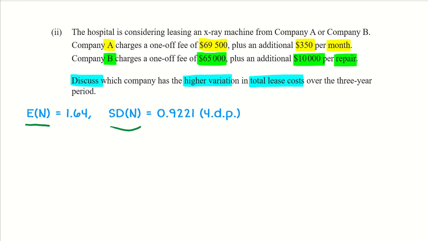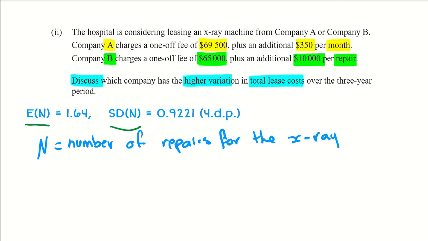So I'm going to take you back first of all to the expected values and our standard deviations. When we talked about that variable n, if you go back to the definition of it, this talked about the number of repairs for the X-ray machine. That's important to know, because when I come to looking at these costs, I need to know which ones will include this variable and which ones won't.